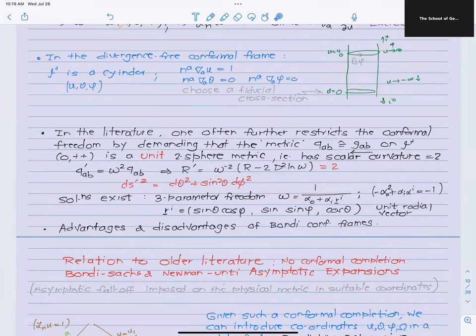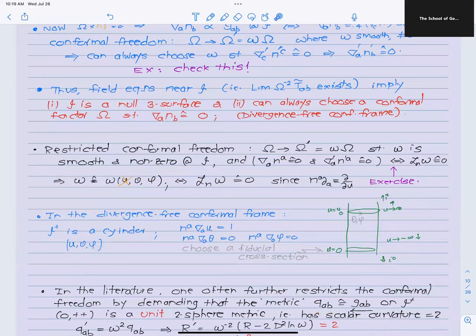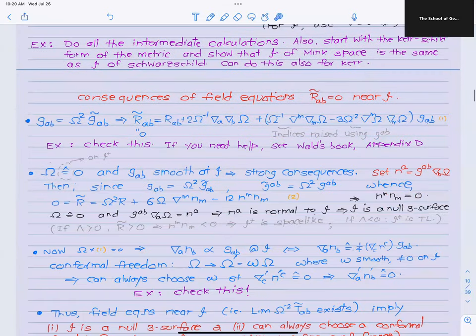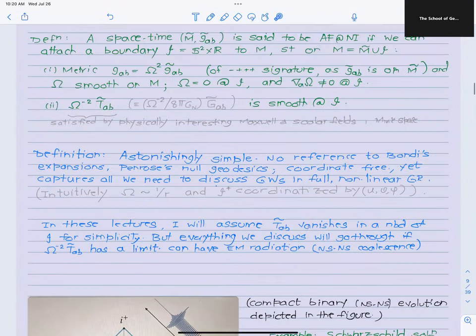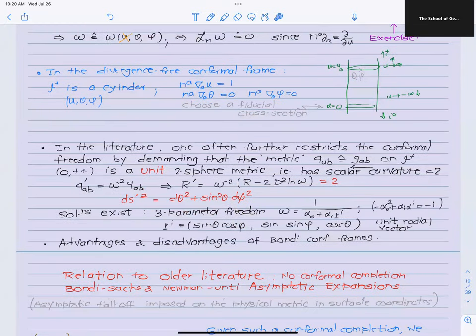Now, in the literature, one often restricts the conformal freedom by demanding something about the two metric. So I have a two metric at scri, which is just the pullback of the metric that we just talked about. When we say scri is a null surface, the two metric is null up here. Did I ever talk about two metric here? Maybe I should write it down explicitly. The two metric at scri is just the pullback of this metric. And as I mentioned to you before, in Minkowski spacetime there is this metric which is 0, plus, plus. Same thing is true here because scri is a null surface. So the only non-trivial components are the ones along d by d theta and d by d phi.